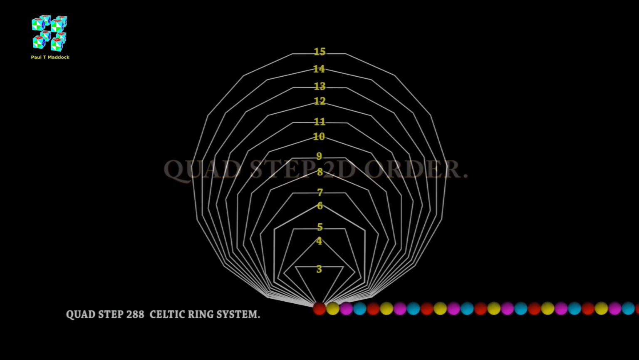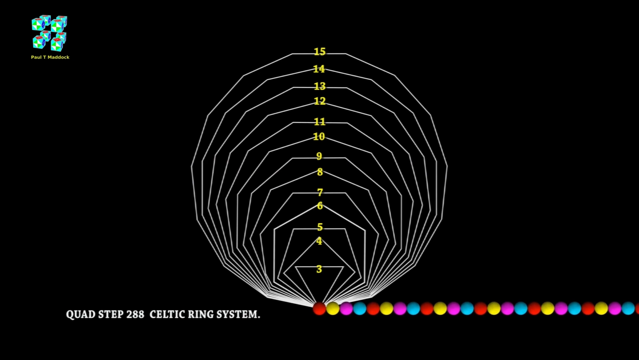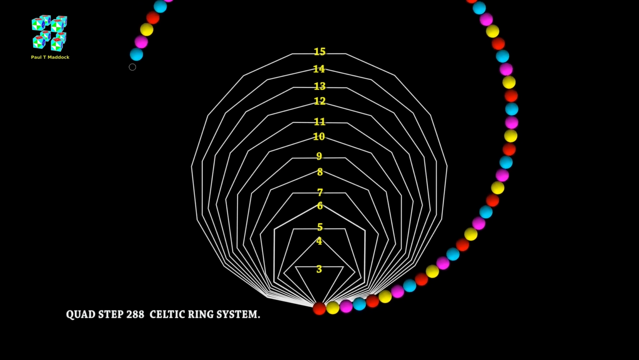Hi, this is Paul again, and I've got another new video to show you, and I'm calling this video Quad Step 2D Order. In the last couple of years, I've been working on a system I call Quad Step. It's a hierarchical system of 5 balls in strings.